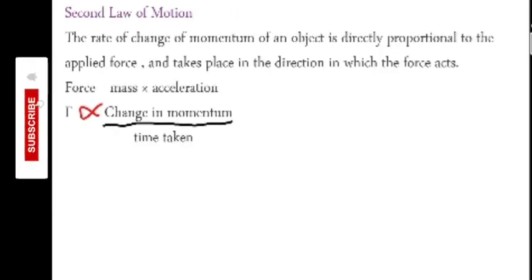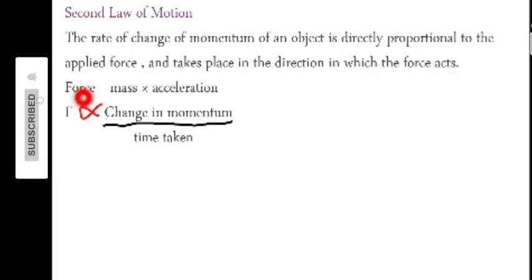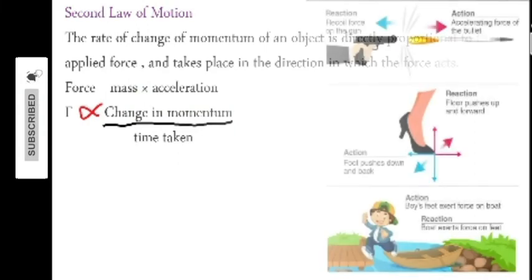Now we are going to see the second law of motion. The rate of change of momentum of an object is directly proportional to the applied force and takes place in the direction in which the force acts. The formula that we all know is force is equal to mass into acceleration, or we can say that F is change in momentum divided by the time taken.